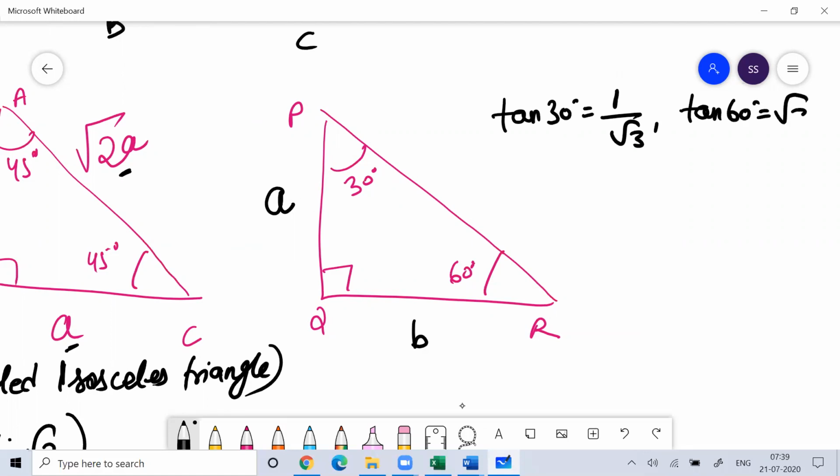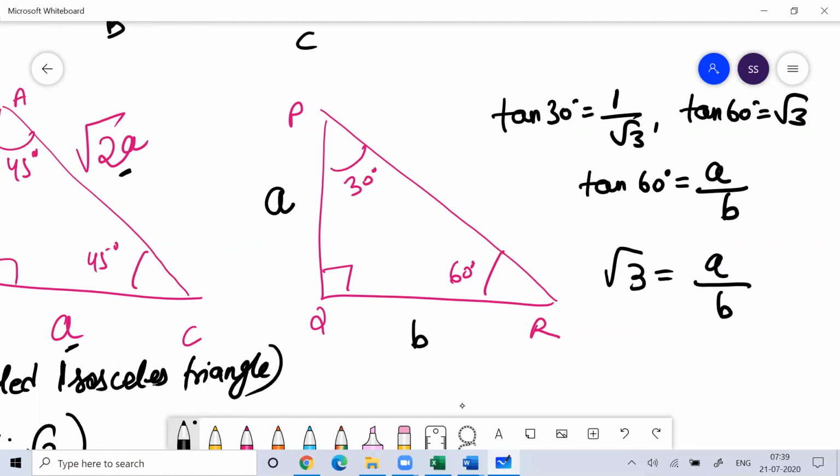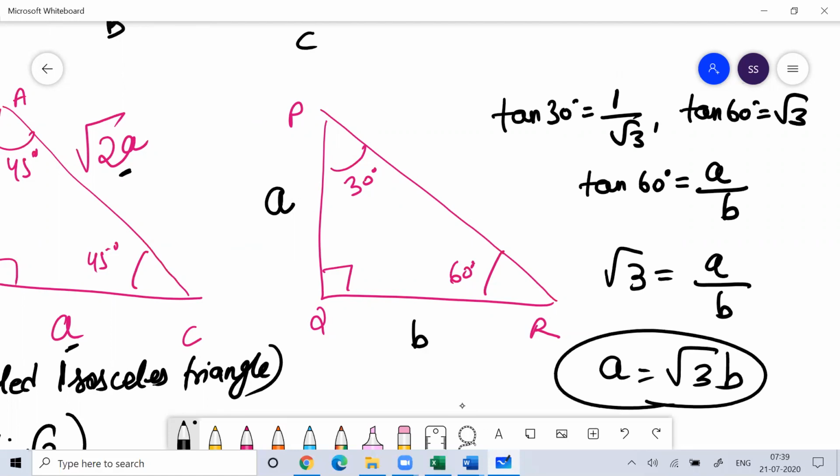With that I can say, if I'm saying tan 60 degree, that means A by B. So tan 60 degree is root 3. So A by B is equal to root 3. So you can remember A is equal to root 3 B. So that relation you can remember.